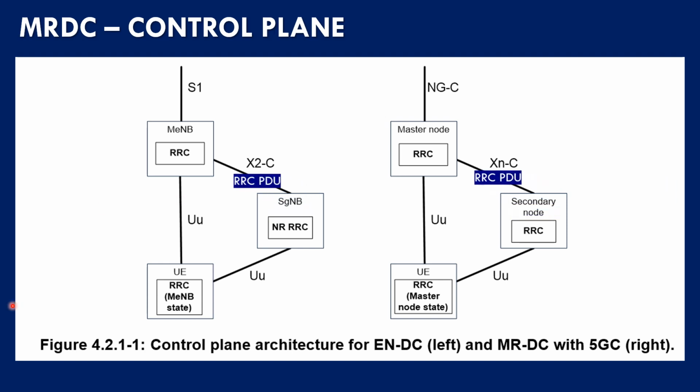RRC PDUs generated by the SN can be transported via the MN to the UE because the RRC state is only with respect to the MN. So all RRC PDUs that need to be transmitted towards the UE from the secondary node follow the path through the primary node. The secondary node will send them to the primary node, or master node, and then the master node sends them towards the UE.